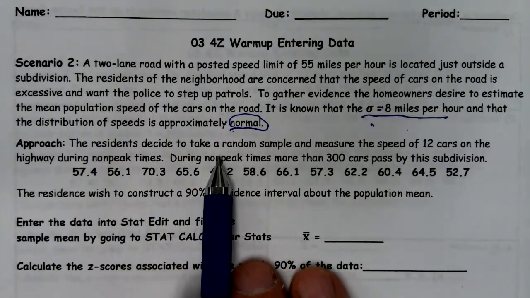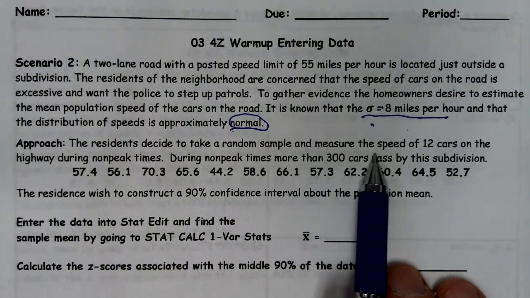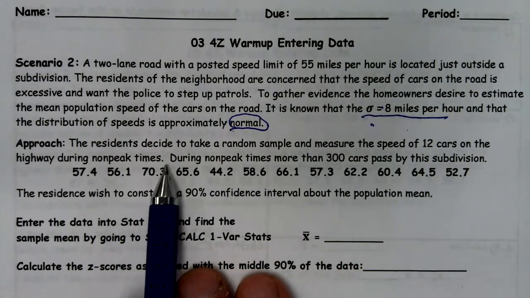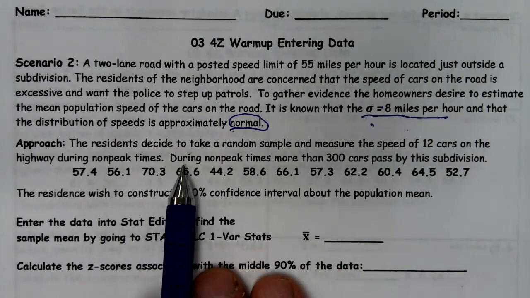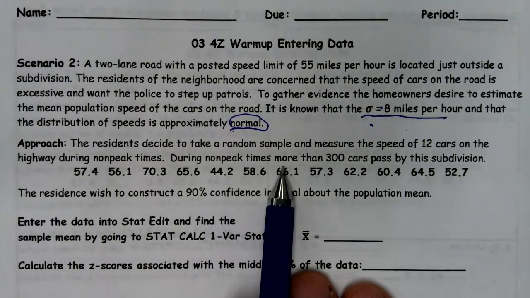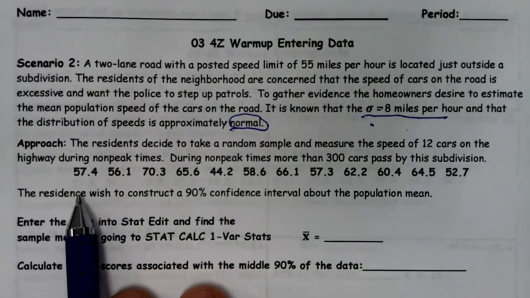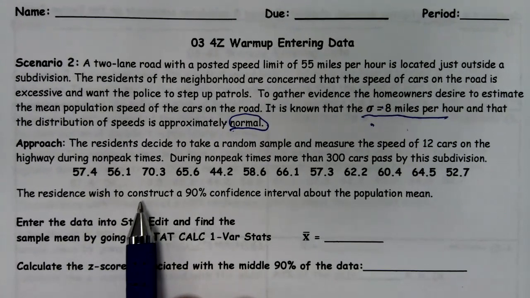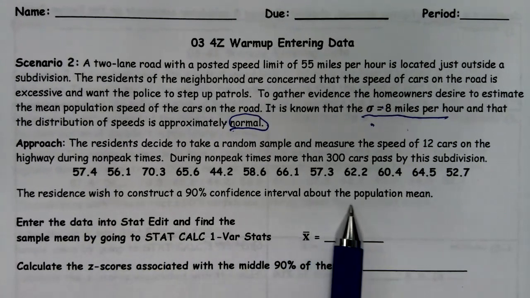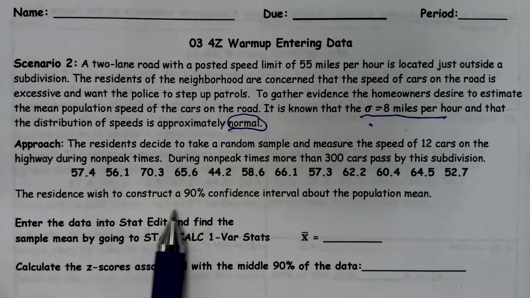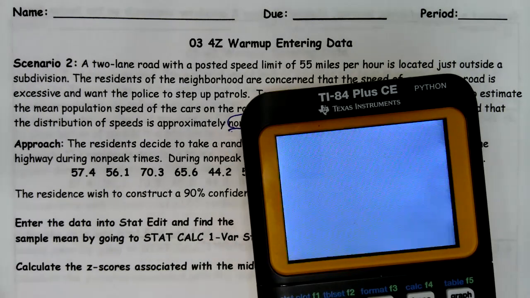The residents decide to take a random sample and measure the speed of 12 cars on the highway during non-peak times. During the non-peak times, more than 300 cars passed by this subdivision. These were the speeds. The residents wish to construct a 90% confidence interval about the mean. Just trying to remind you how to actually find the sample mean and how to enter the data. This is the purpose of our warm-up.